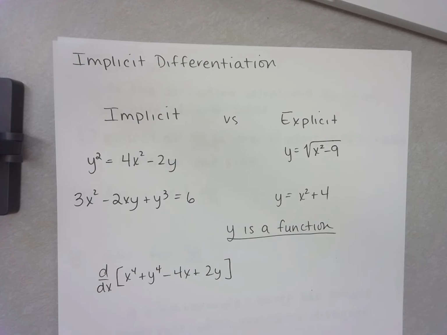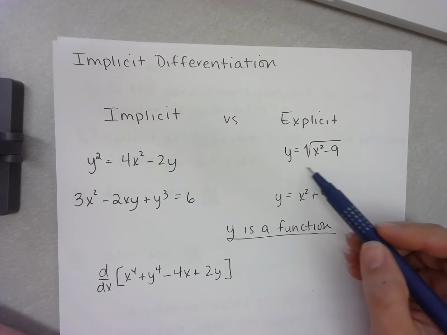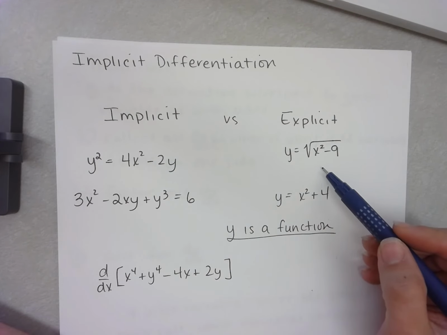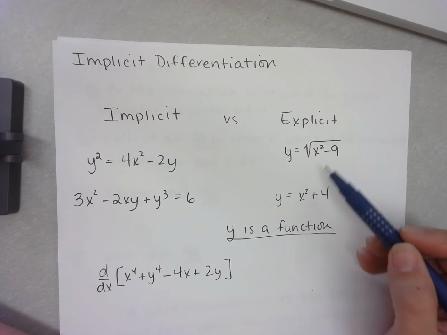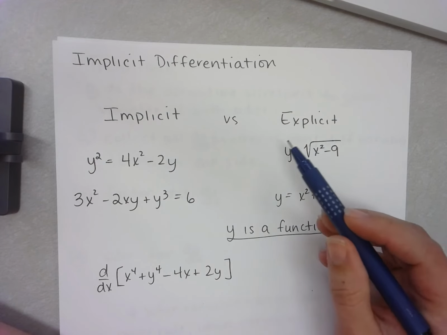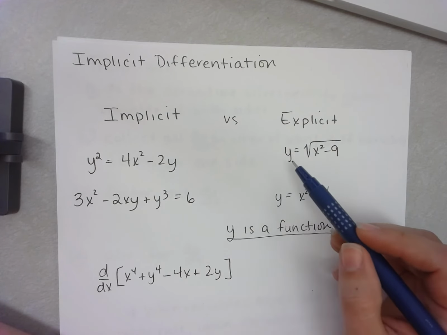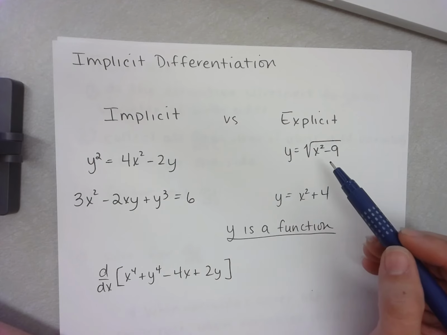Today we are talking about implicit differentiation. Up till this point we have been finding the derivative of explicit functions. Examples of explicit functions are y equals the square root of x squared minus 9 and y equals x squared plus 4. What these have in common is that they are explicitly solved for y. Y is a function of x.